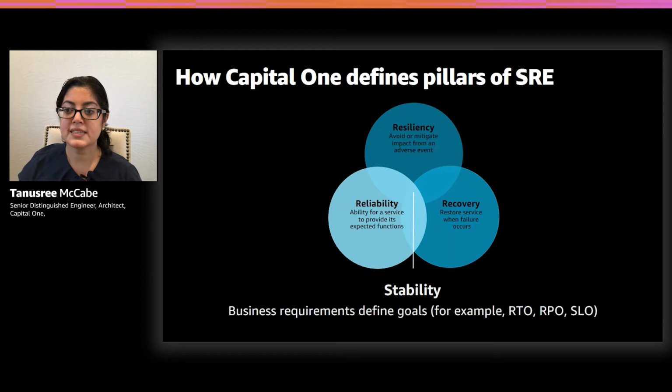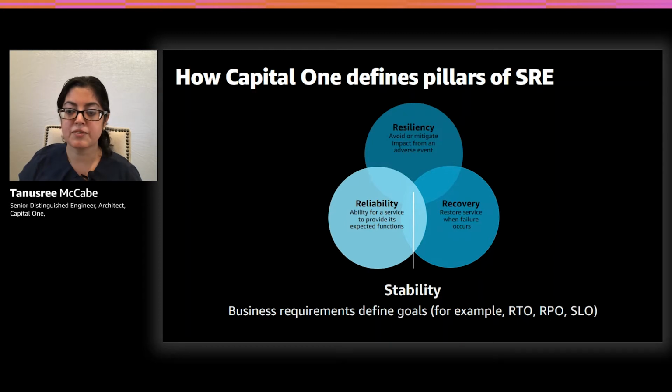Ultimately, the three work together to output what we call stability. Stability is really important for our customer experience. We want our customers to be able to rely on our applications and have a stable experience using them. Our business requirements define the goals for our stability.